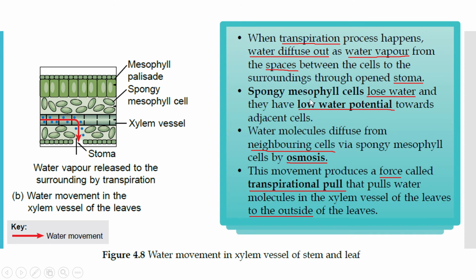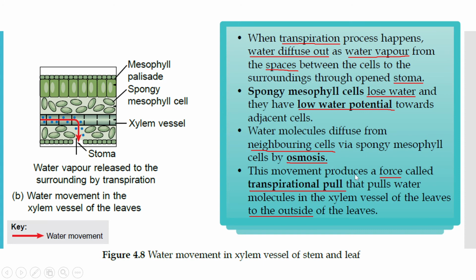So these spongy mesophyll cells, yeah, they will lose water. Okay, kehilangan air, and hence apabila buka ini sel-sel dekat sini ni lose water, so hence it answers why osmosis boleh berlaku di dekat sini, because they're having low water potential compared to the adjacent cells, which means the surrounding cells. So what happened is that osmosis sekali lagi. Water molecules are going to diffuse from the neighboring cells through the spongy mesophyll cells by osmosis.